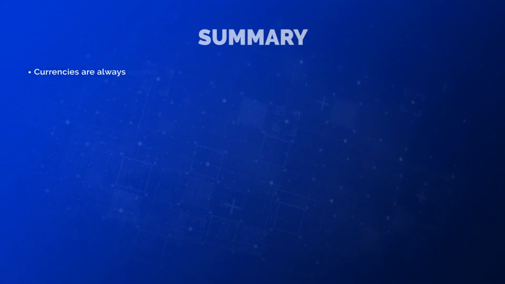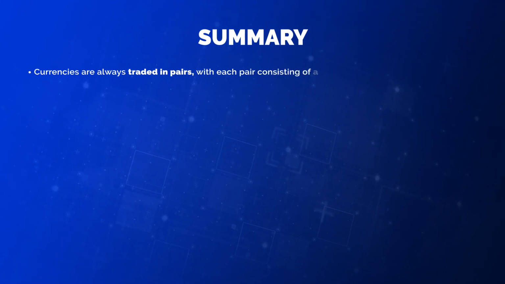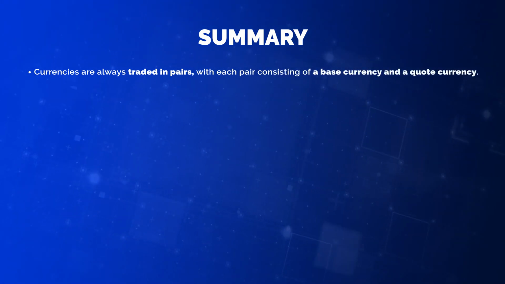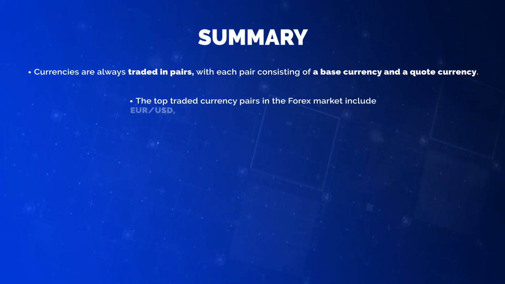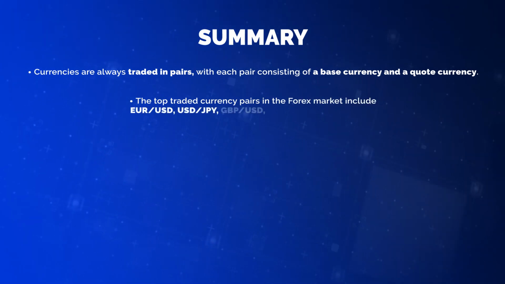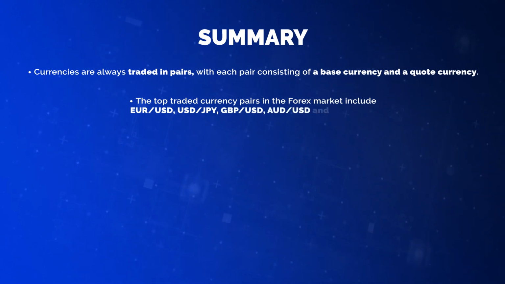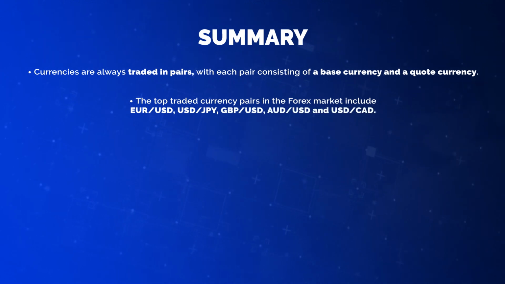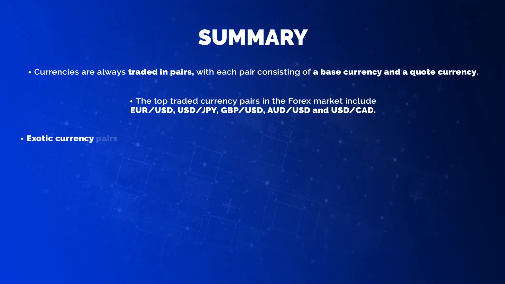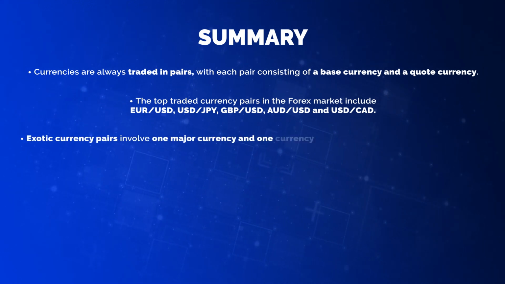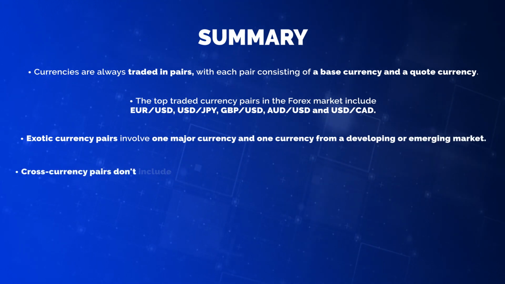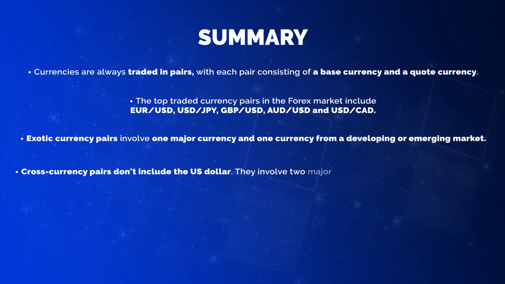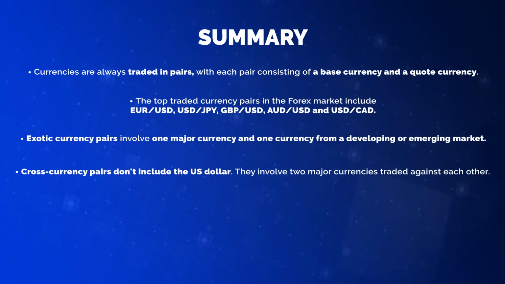And with that being said, let's see what we've learned today. Currencies are always traded in pairs, with each pair consisting of a base currency and a quote currency. The top traded currency pairs in the Forex market include EUR-USD, USD-JPY, GBP-USD, AUD-USD, and USD-CAD. Exotic currency pairs involve one major currency and one currency from a developing or emerging market. Cross-currency pairs don't include the US dollar. They involve two major currencies traded against each other.